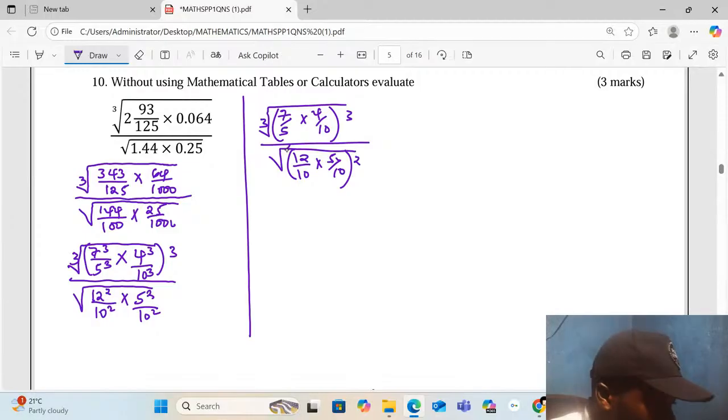That means this square root side is going to cancel with this square, and then this cube root side is going to cancel with that cube, so that we remain with 7 over 5 times 4 over 10. Then we divide by 12 over 10 times 5 over 10.